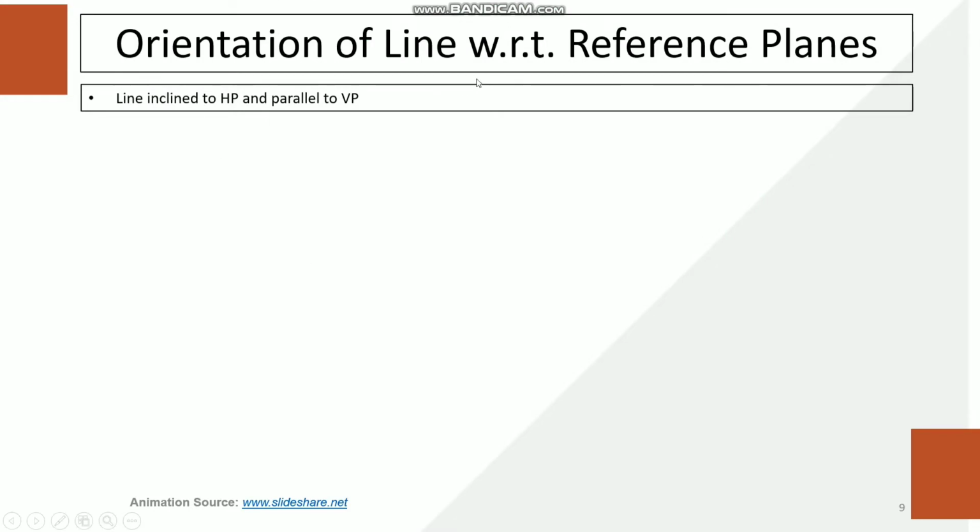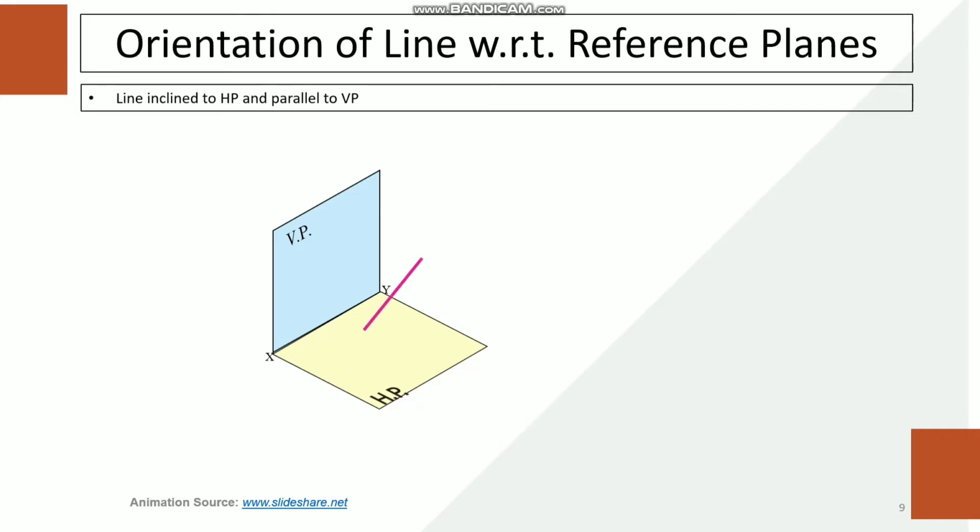Orientation of the line with respect to the reference planes. So the line is inclined to HP in this case at a 32 degree angle and parallel to the VP. So these are the planes, VP the vertical plane and HP the horizontal plane. Where these two planes meet, that is the XY line, called the reference line. Right now, the line is inclined to the HP, as shown here, this pink line at 32 degrees. This line is A and B.